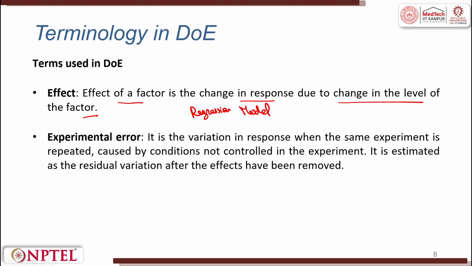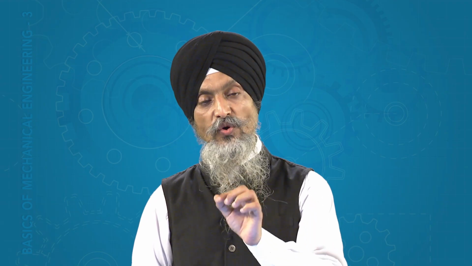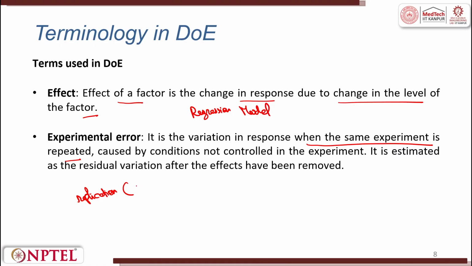Experimental error is the variation in response when the same experiment is repeated; I talk about replication. Replication: within what range is the replication happening? For example, if I measure the roughness, each time the roughness comes to about 2.5 micrometers, but it varies between 2.51 and 2.53 micrometers. That is the only tolerance. Taking 0.02 by 2.5 as a percentage, maybe I could say it is happening within 1% control. So, this error is estimated as the residual variation after the effects have been removed.